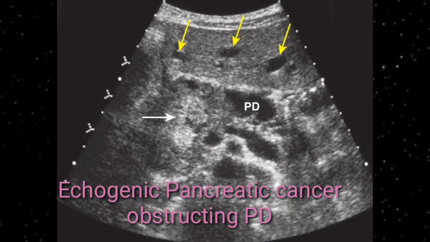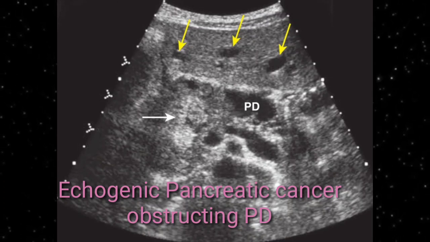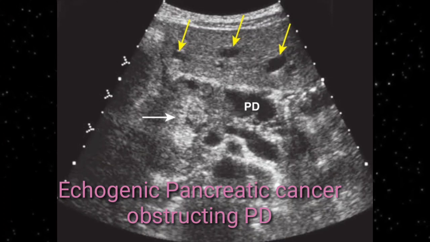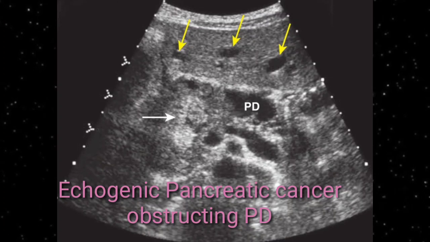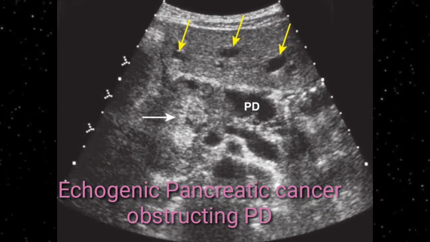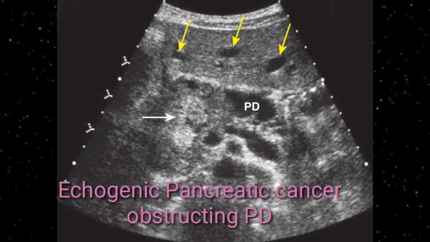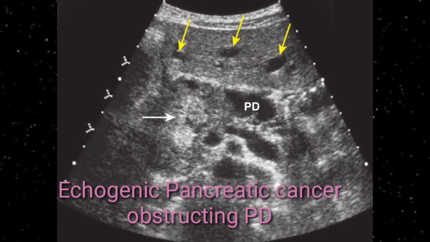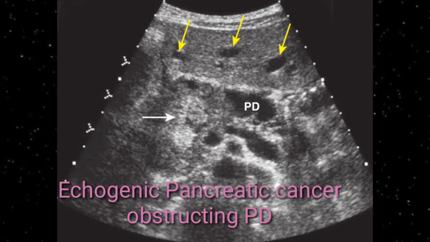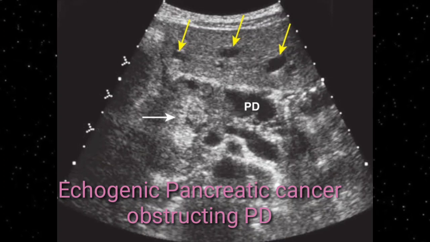Heterogeneous, mainly echogenic pancreatic carcinoma. This transverse sonogram shows a tumor obstructing the extrahepatic bile duct. The white arrow shows increased echogenicity, which is unusual in pancreatic ductal adenocarcinoma, but anyhow you may come across an echogenic tumor as well. This heterogeneous cancer causes a double duct sign with pancreatic duct dilatation.